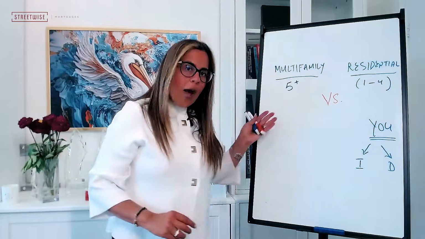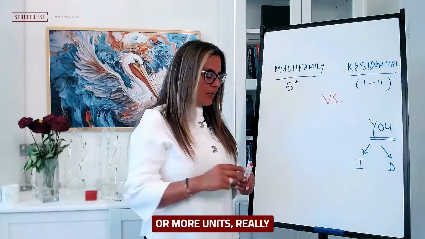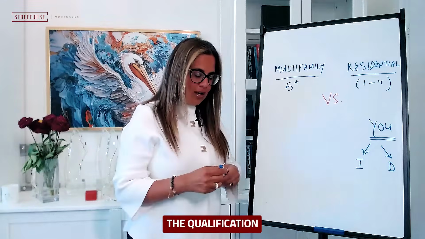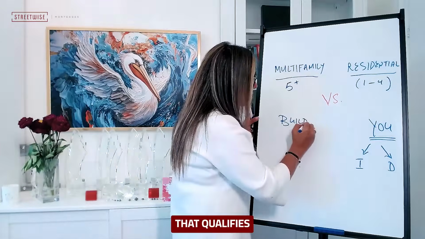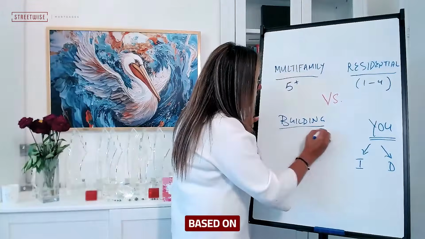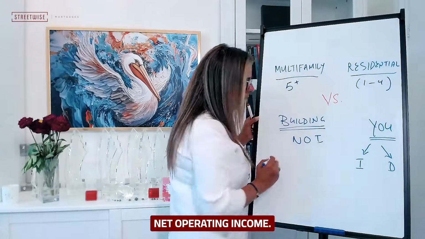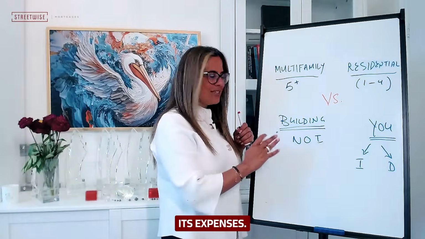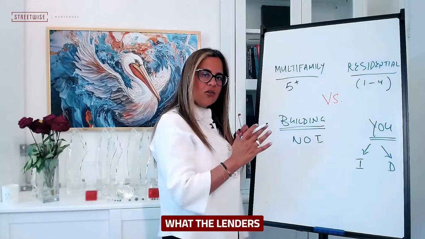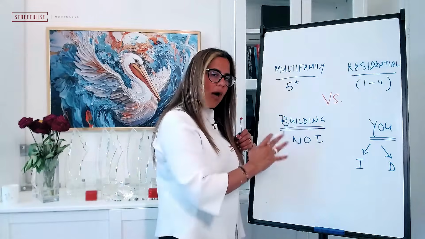When we're financing 5 or more units, the qualification is based on the building. It's the building that qualifies for the mortgage, primarily based on what is called net operating income. The net operating income is the building's income minus its expenses, and that's what the lenders are going to use to see what this building qualifies for.